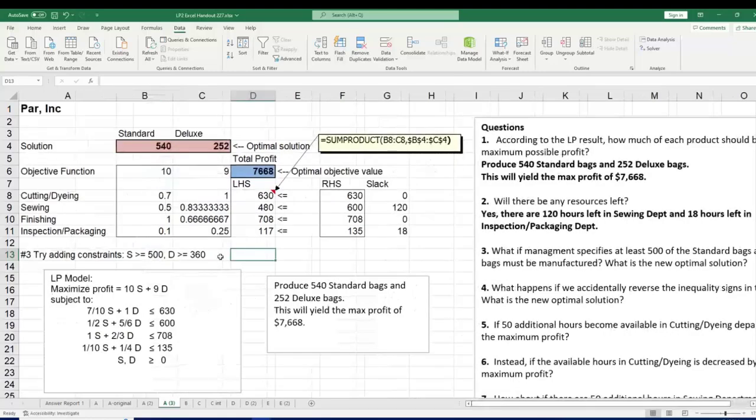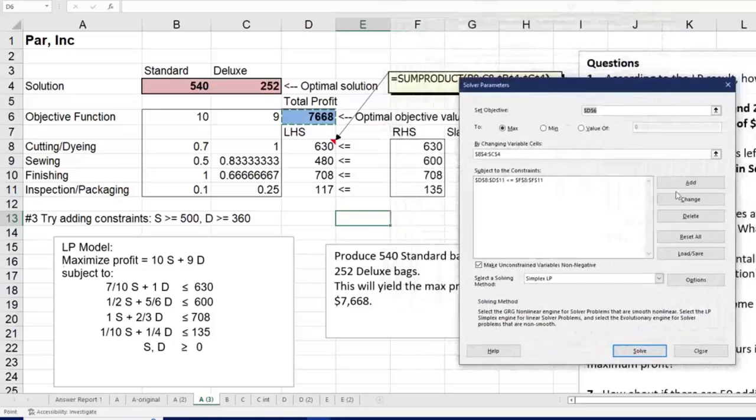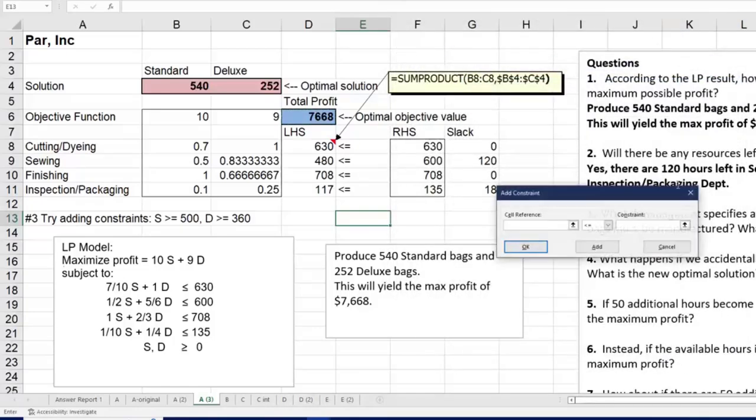Now we're going to solve this again. I could actually do this directly inside the solver. I could add a constraint, and say, what's S? S is just over here, this number, B4. That's my S, so that's my left-hand side. Then in the middle, I'm going to change the direction to greater than or equal to.